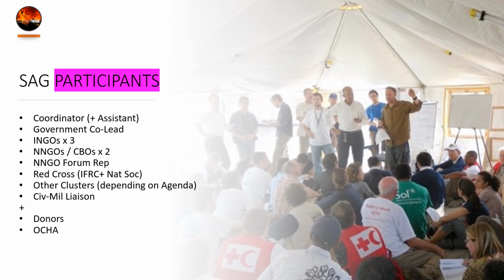For a small decision-making meeting, which a strategic advisory group or SAG is, you've got to keep the meeting down to 15 and certainly no more than 20 people, otherwise you'll never get anywhere. You'll need the coordinator and the assistant. You'll need the government co-lead if he or she is not already the coordinator, and frankly nowadays they should be. 3 international NGOs should be enough, 2 nationals, including the National NGO Forum rep, the Red Cross, other clusters depending on the agenda, and civil military liaison.